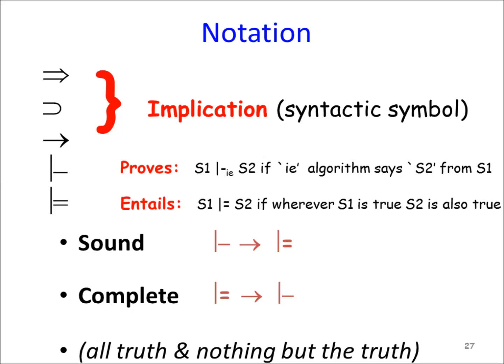What does it mean that the algorithm proves S2 from S1? If the algorithm can deduce S2 from the knowledge that it had, which is S1.